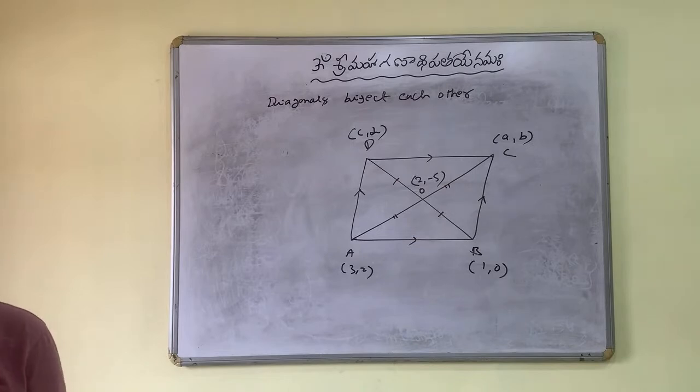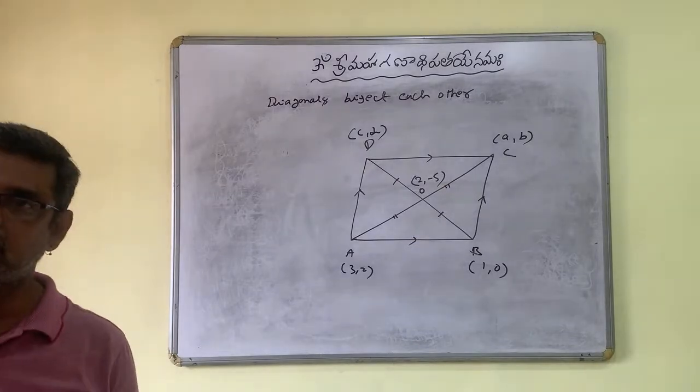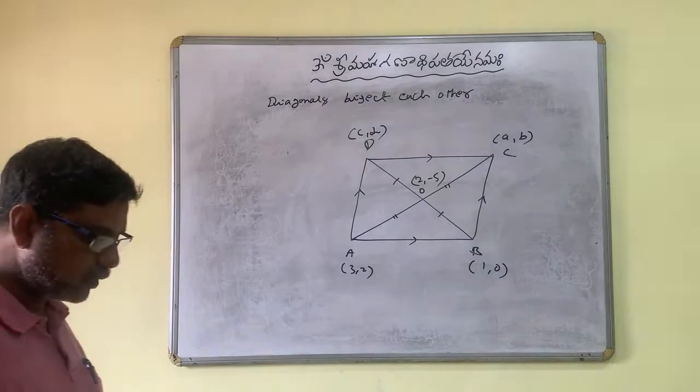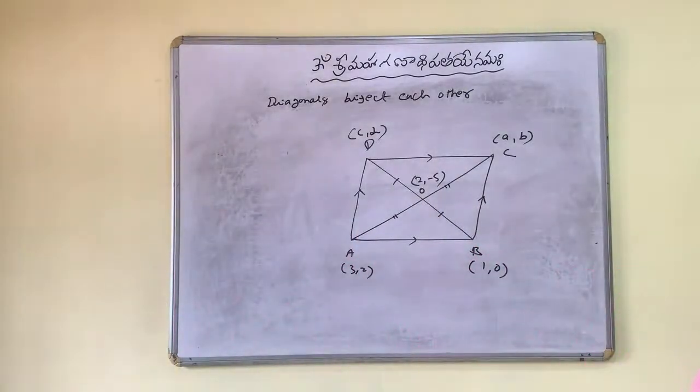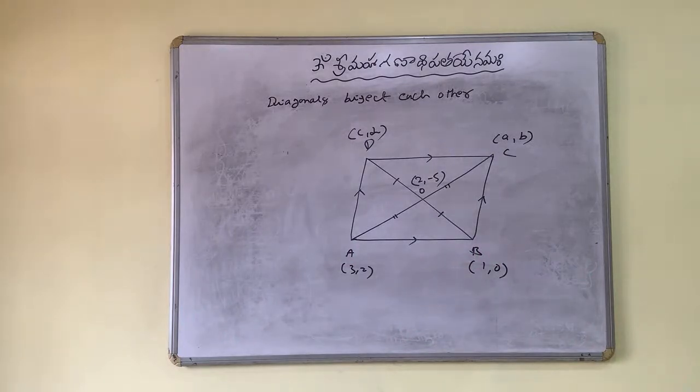We need to find out the coordinates of C as well as D both. How to do it? Another model on this. The midpoint of AC and BD is given. AC is equal to AO plus OC. Distance formula, section formula is easy.